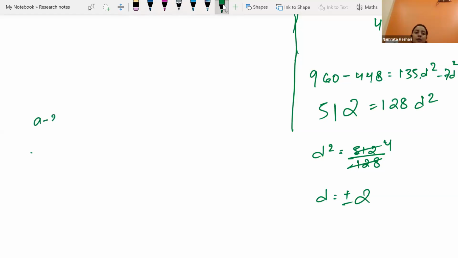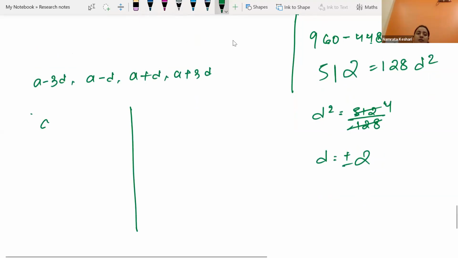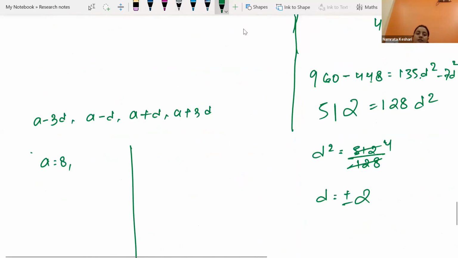Our sequence was a minus 3d, a minus d, a plus d, and a plus 3d. Our a was 8, right? And d can be plus 2, a is 8, d can be negative 2. Please check it. Are you getting the same thing in both the scenarios? Yes. So basically the four consecutive terms will remain the same, it doesn't matter what d you are taking.